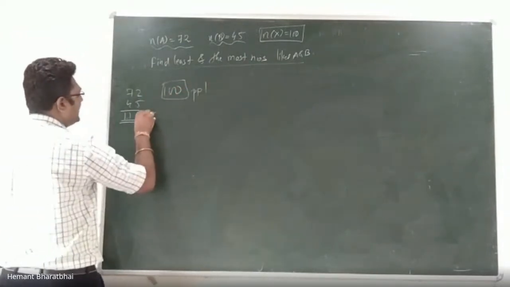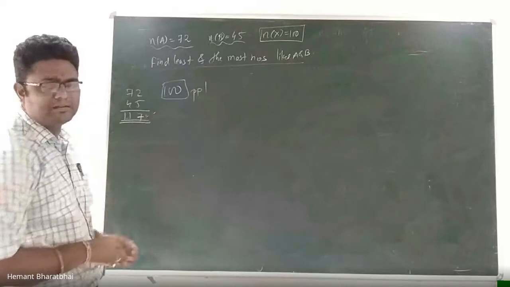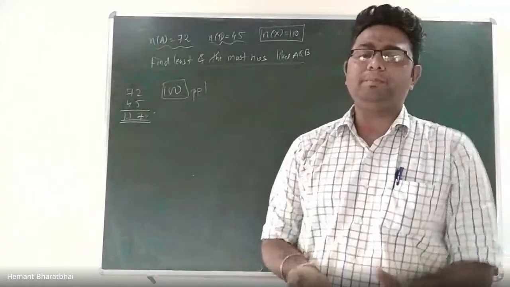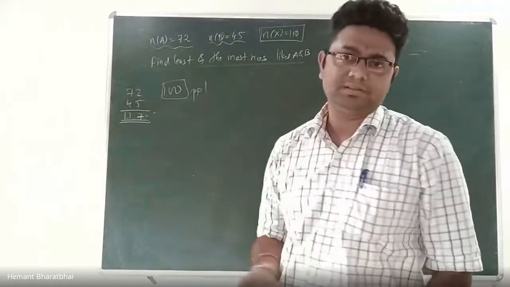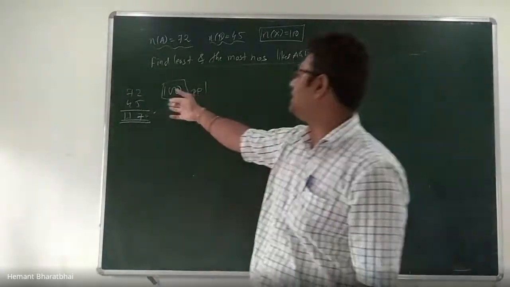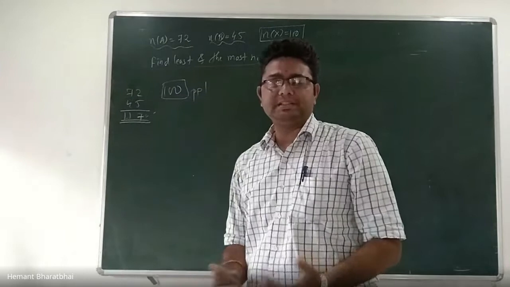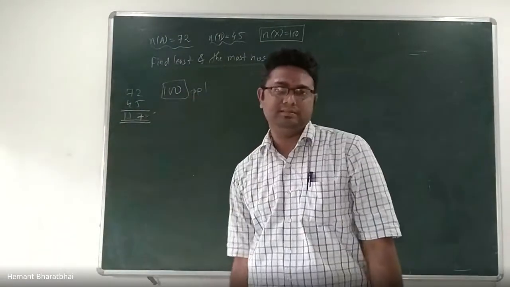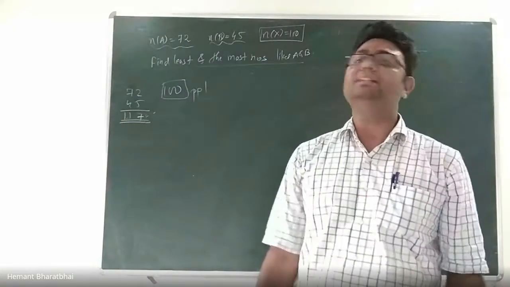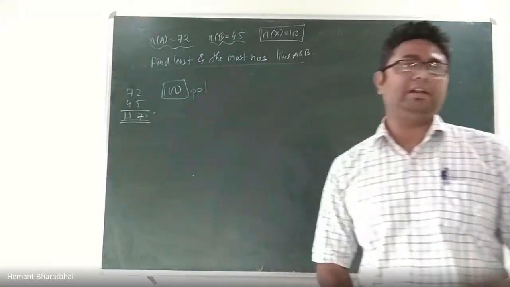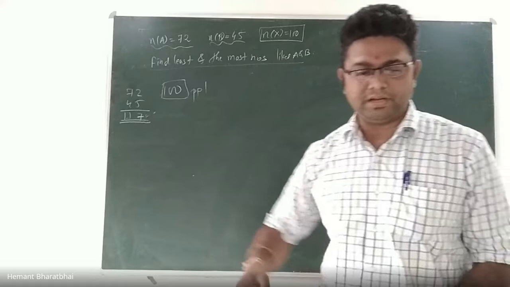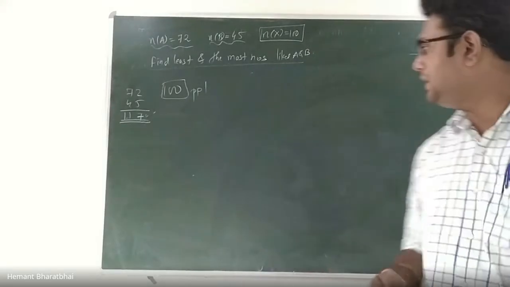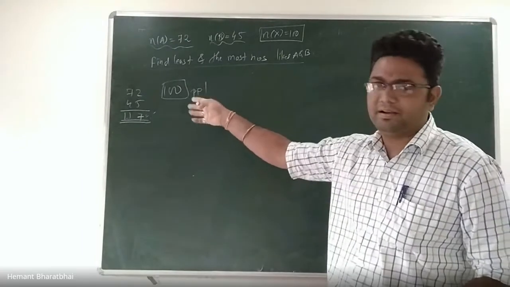But if I'm adding and getting 117, what does it mean? It means there may be people who have liked A and B both, and that is why I am getting 117. Because if I am surveying only 100 people, how can I get 117? So this gives us an idea that there are many people who have liked product A also and who have liked product B also, and that is the only reason why we are getting 117.